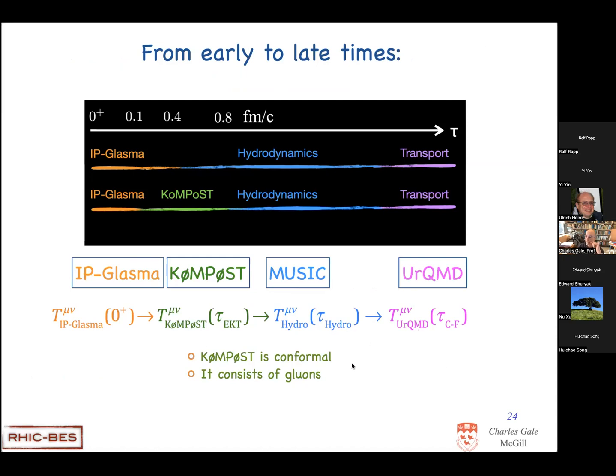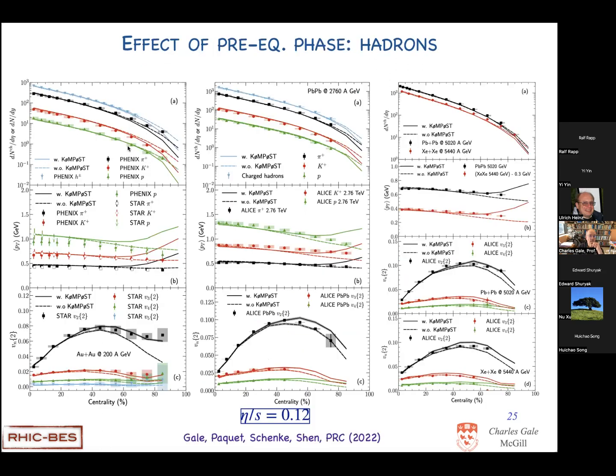Just a side remark, compost, again, is conformal, and it's gluon based. It consists of gluons. Okay, fine. We'll come back to this in just a minute. This is what we get for hadrons. So I'll leave you to look at this collection of results: Phoenix, LHC at 2.76, and LHC here at 5 TeV. The spectra, the average PT, and the V2, V3, and V4.